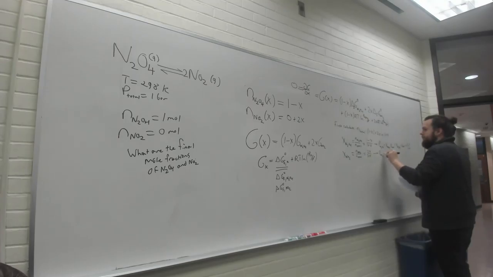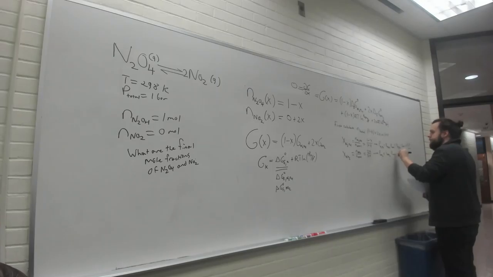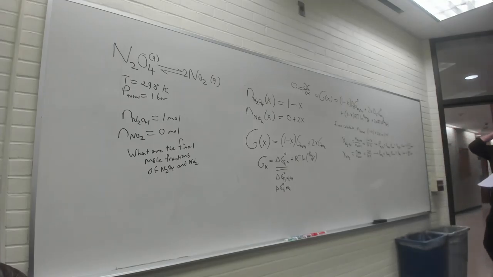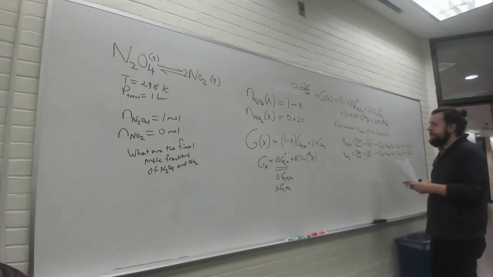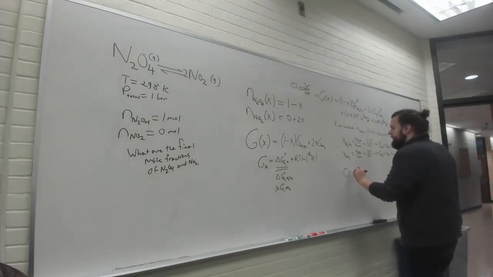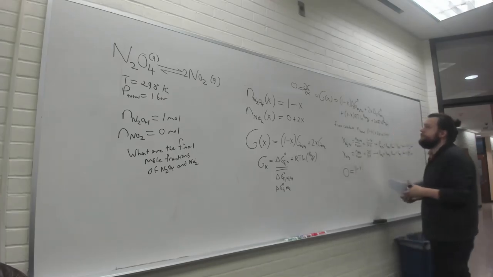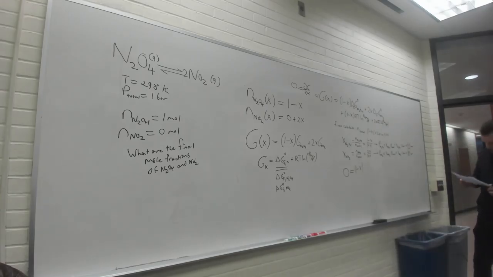And the partial pressure of NO2 is its mole fraction times the total pressure, which is 1 bar, which is 2x over 1 plus x. So now we have everything in terms of x. Plug it in here. Again, the whole equation is equal to zero at equilibrium. We have 1 minus x times the Gibbs energy of formation of N2O4.